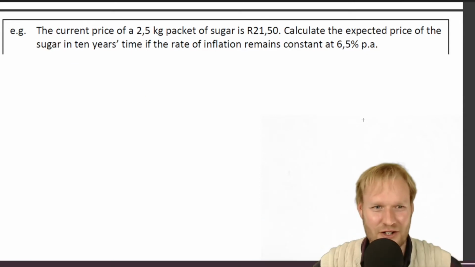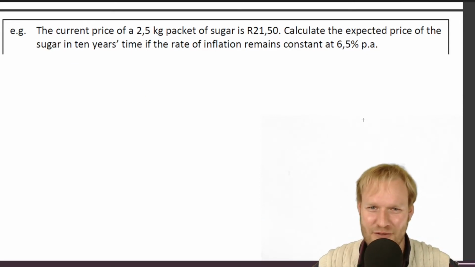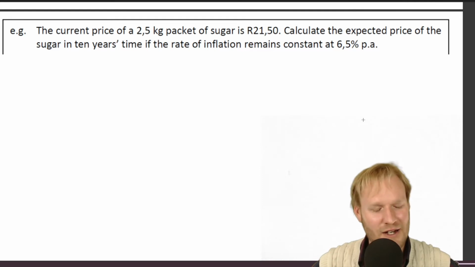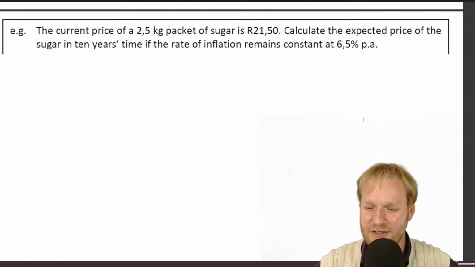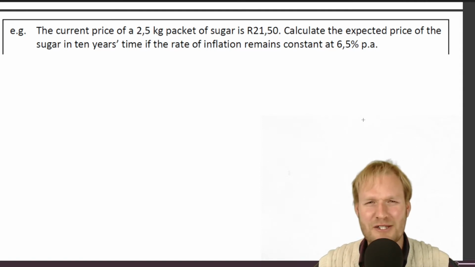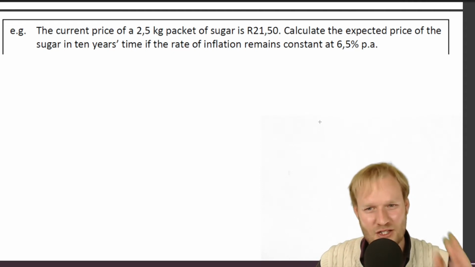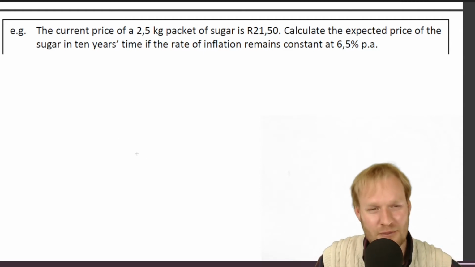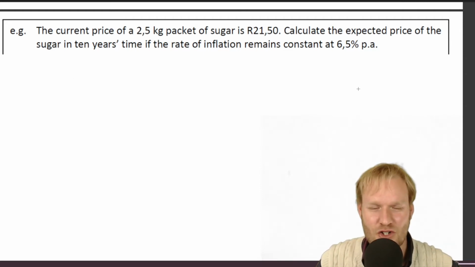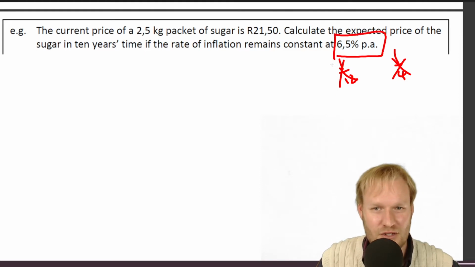Say with inflation, it's growing on itself. The current price of a 2.5 kilogram packet of sugar is 21 Rand 50. I don't eat sugar, and clearly don't bake enough or have the right things for guests who want sugar. But is that a reasonable price for a packet of sugar nowadays? I don't know, but let's see. Let's calculate the expected price of the sugar in 10 years' time if the rate of inflation remains constant at 6.5% per annum. Now, with inflation, you don't have to worry about compounding, whether it's monthly or quarterly or anything like that. It is always annual. So that's just your annual rate.